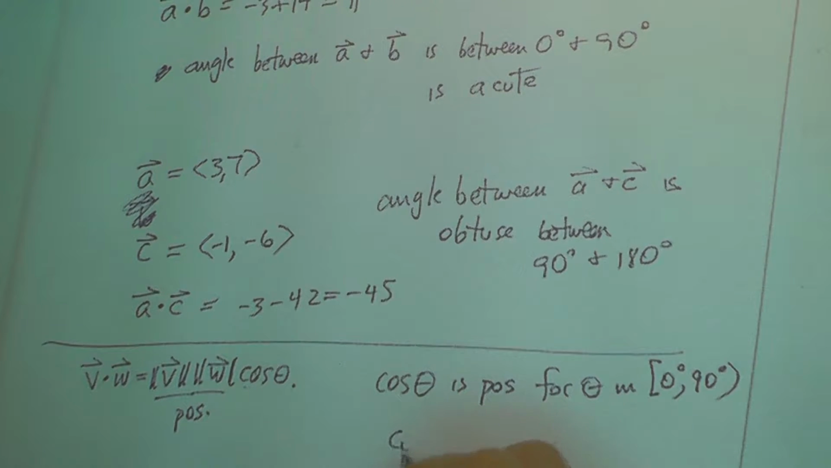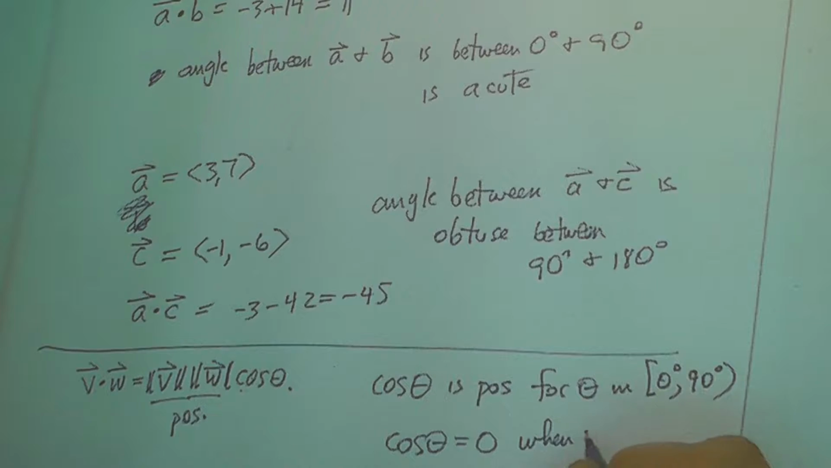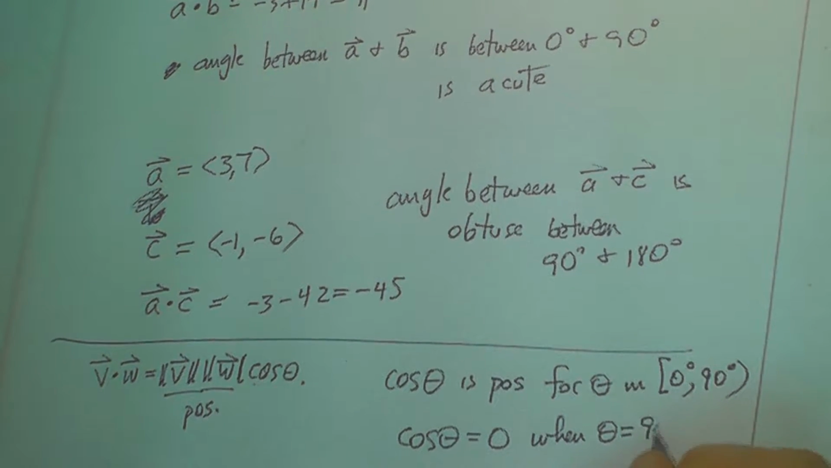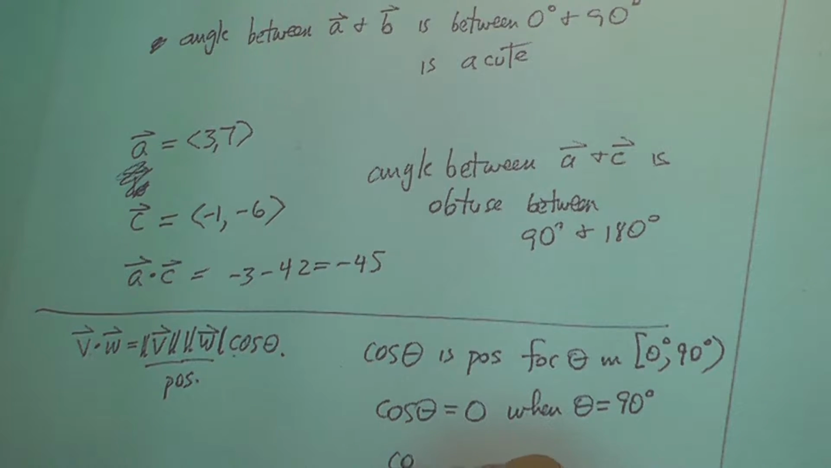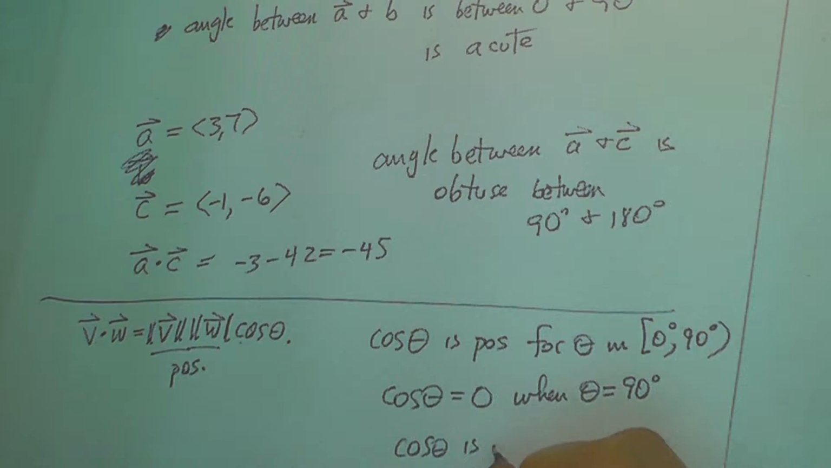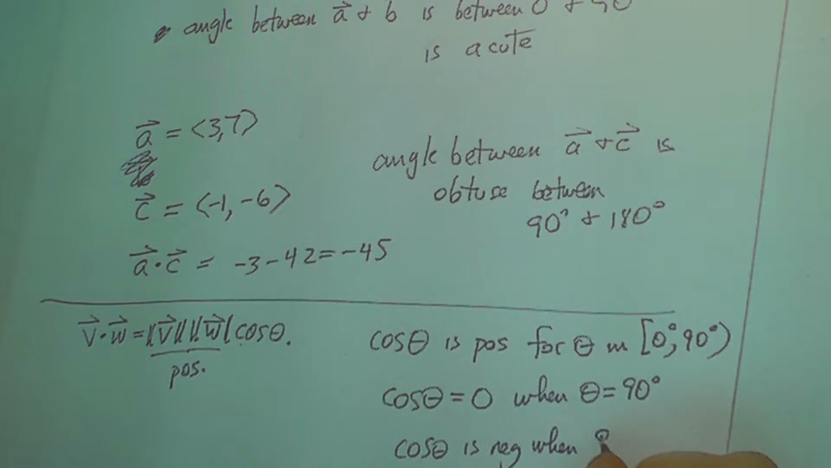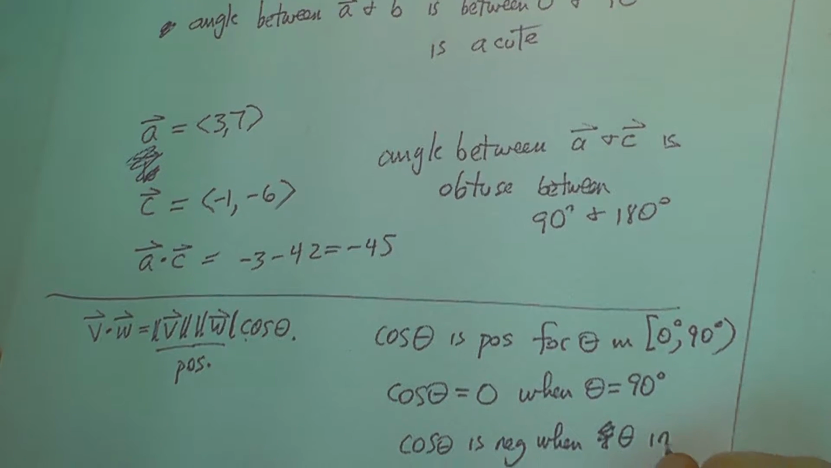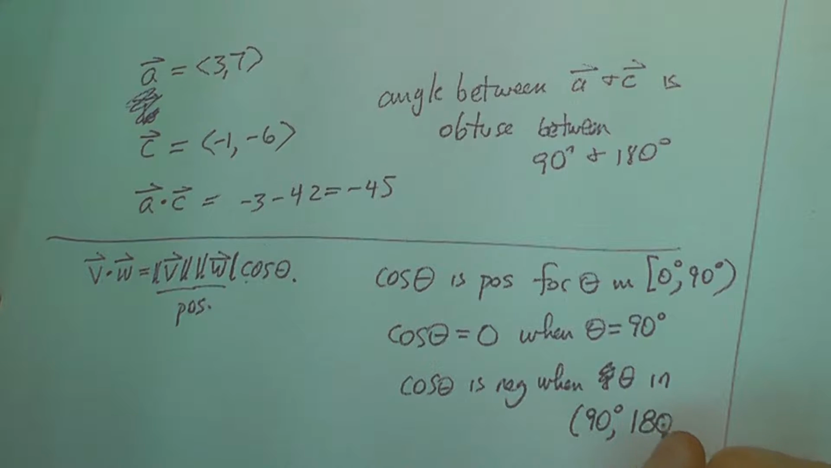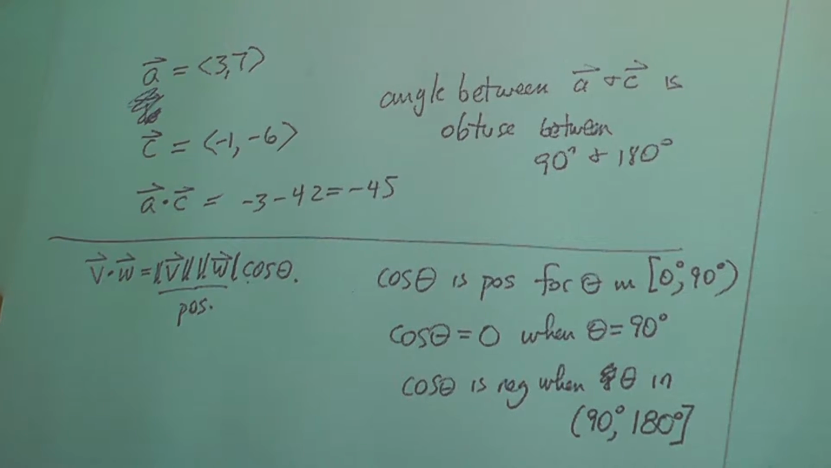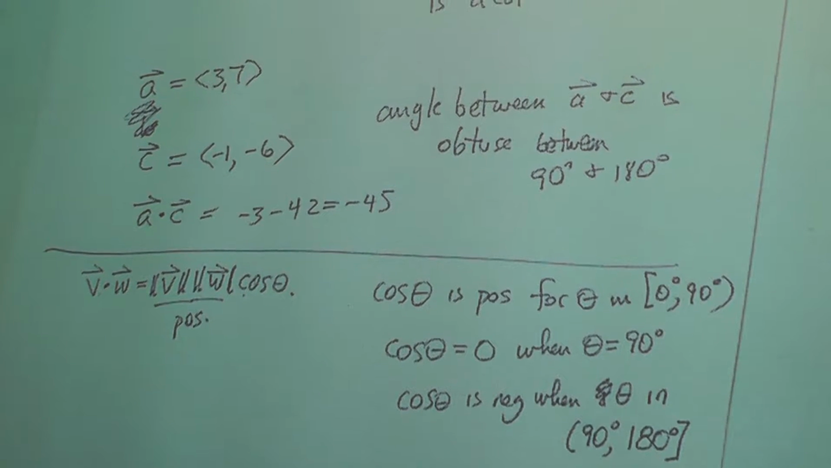I know that cosine of theta is 0 when theta is exactly 90 degrees. And I know that cosine of theta is negative when theta's in open 90 degrees up to 180 degrees. Now, I haven't drawn a thing, but I know that.